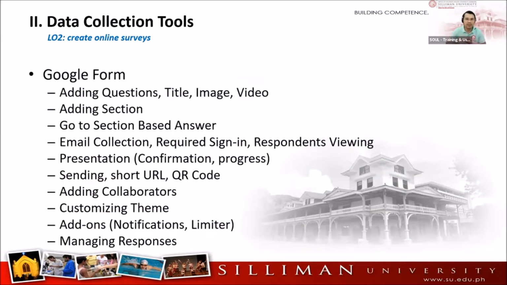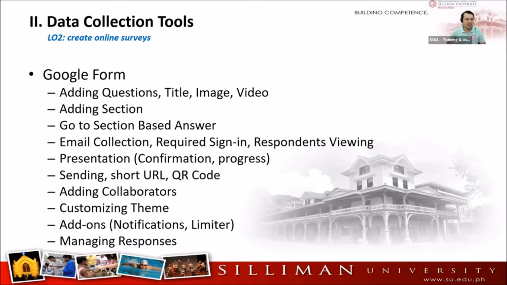For Google Form, this is our outline. Half of these are the basics: adding questions, title, image, video, adding sections, and going to section-based answers, like if you have conditions in your questions, we can actually do that in Google Form. Sometimes I get irritated when I receive a survey, and if you are this, you answer that, and then there are still questions that are not relevant to me because there was no condition set in the Google Form, which means the one who made the form did not take the trouble to do it.